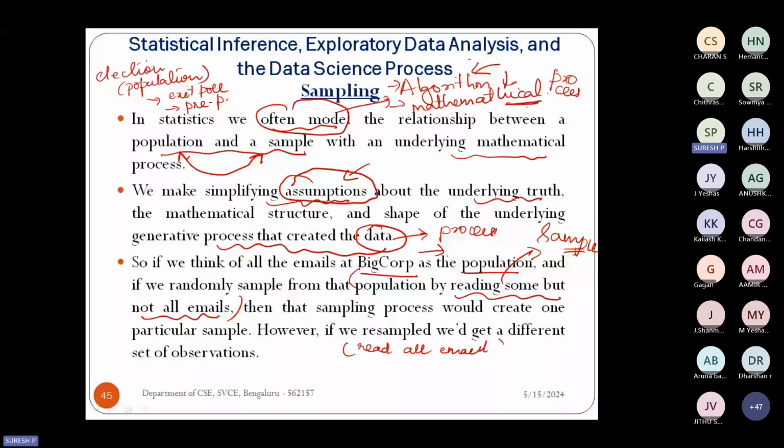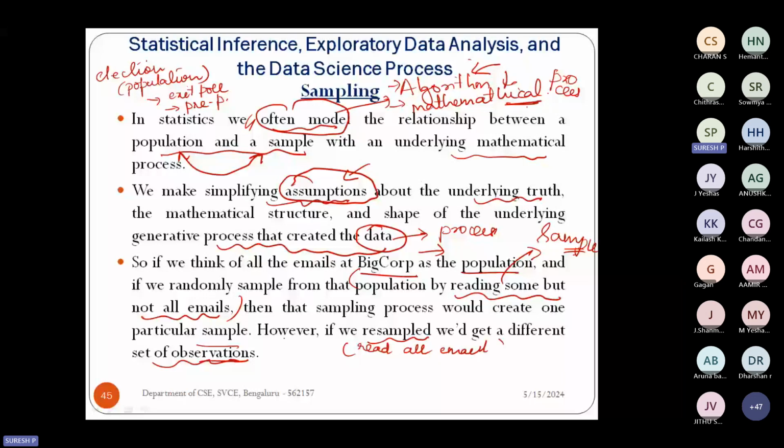Now depending upon that particular email, how can you judge what your problem is, what observation I'm going to make, or what the requirement of the employee is from that email? To arrive at that conclusion will become difficult for us. So resampling will give a different set of observations whenever you resample. The observations will be different when you do the resampling process.